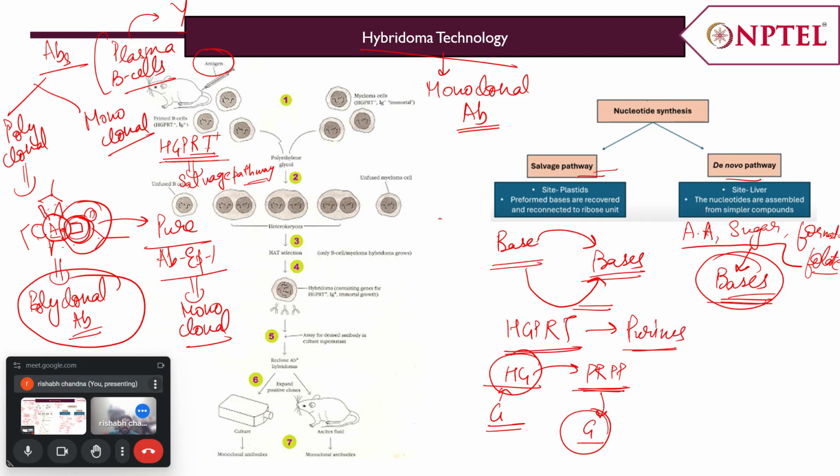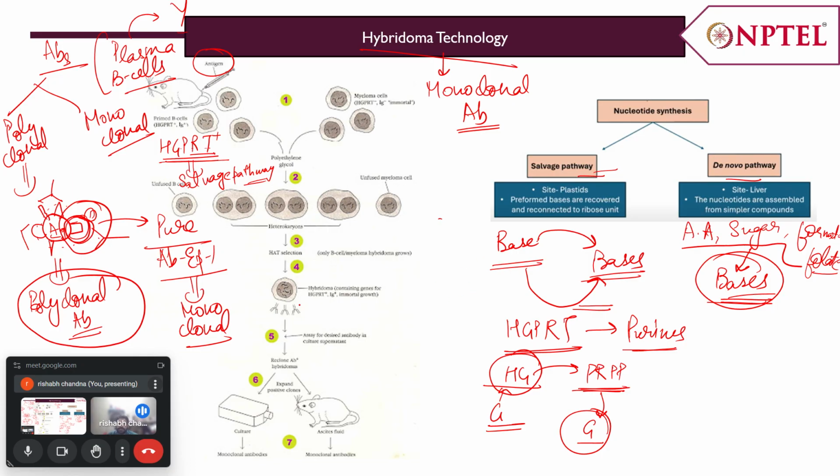In the de novo pathway, we have one important enzyme, dihydrofolate dehydrogenase. It helps in the formation of the different deoxy subunits of these particular bases. That's why both enzymes are important in nucleotide synthesis. Now, moving back to why we need these in our discussion of hybridoma technology.